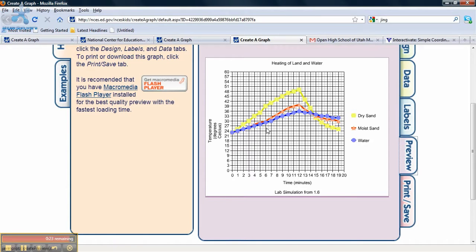So what I want you to do is use this information to plot graphs for both labs 1.6 and 1.8, and then use your graphs to answer the questions. What I'm going to do is provide an answer key with the video lecture and explanation for you to check your answers. And that's the end of part 4. Yay!